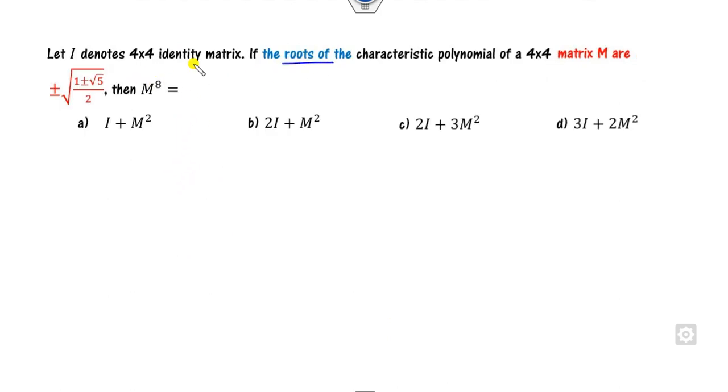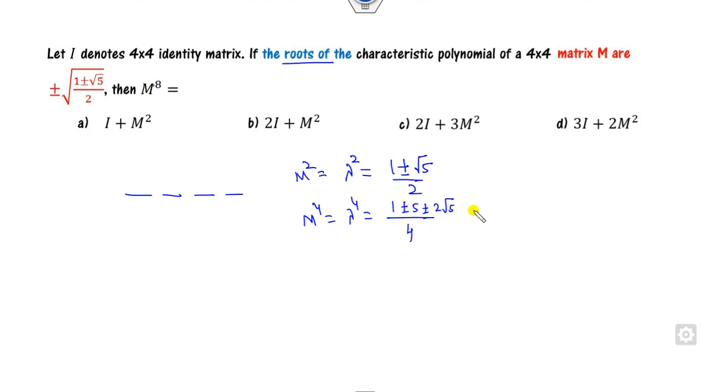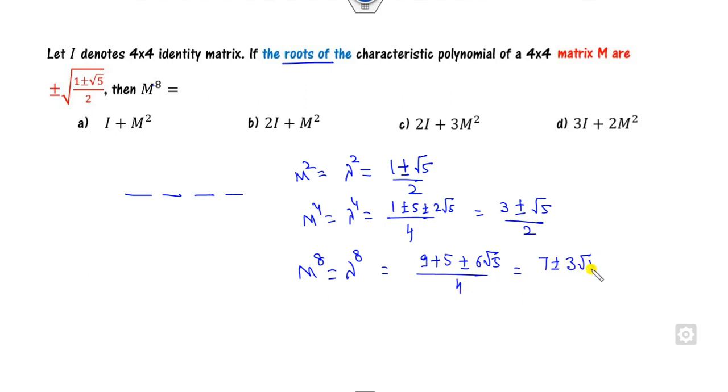Okay, so the matrix is 4 cross 4. So 4 eigenvalues. So what is this, a plus minus. So lambda square will be 1 plus minus root 5 over 2. These are the eigenvalues of lambda square, that is M square. We need M4. Can you find the eigenvalue of here? I can take the square of 1, 5, 2 root 5. So 6 I can write as plus of this. What is the eigenvalue of the 8? Again I can square them. So 9 plus 5 plus minus 6 root 5 over 4. So it's 14 plus minus 3 root 5 over 2.